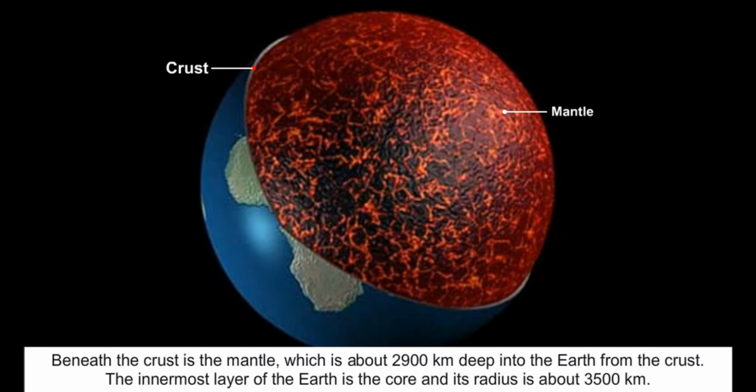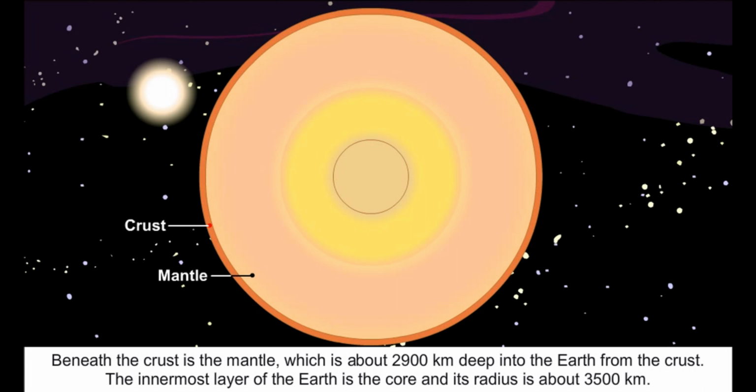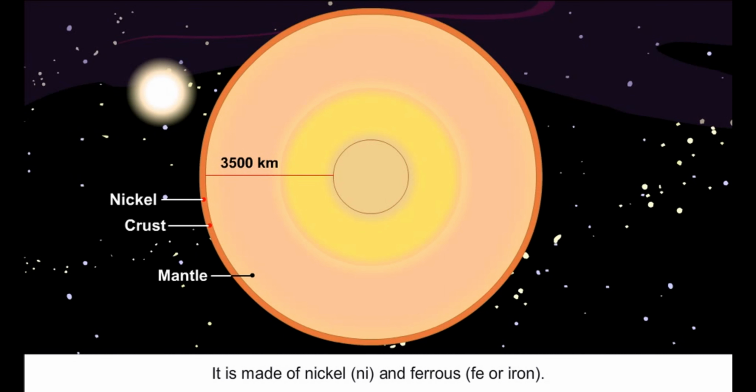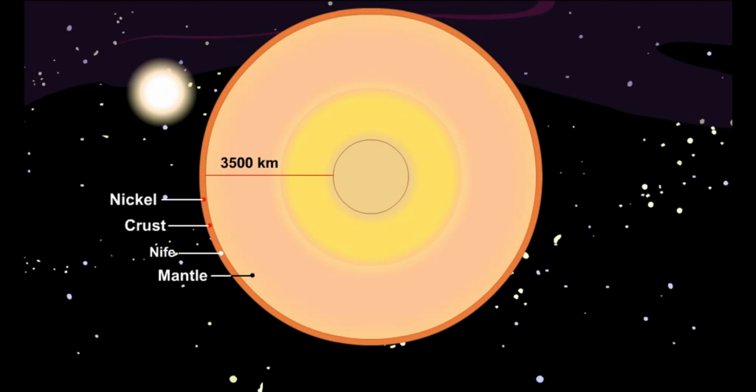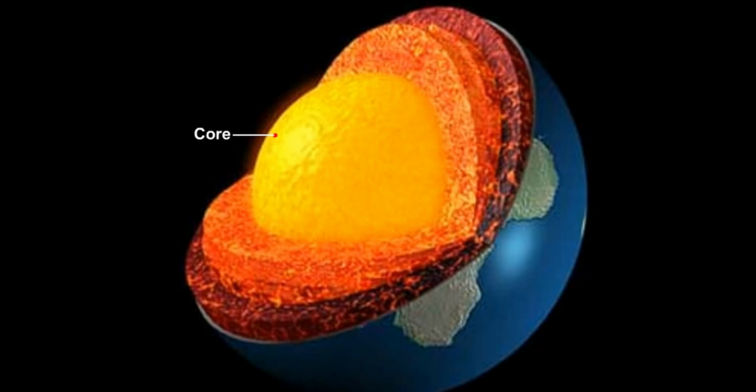Beneath the crust is the mantle, which is about 2,900 km deep into the Earth from the crust. The innermost layer of the Earth is the core, and its radius is about 3,500 km. It is made of nickel, Ni, and ferrous, Fe or iron. Hence it is called NiFe. The center of the core is bound under extreme pressure and temperature.